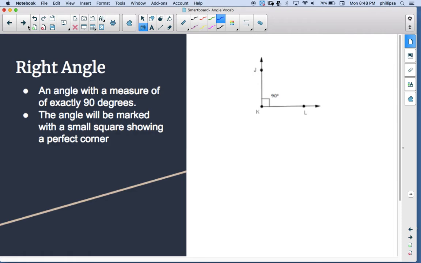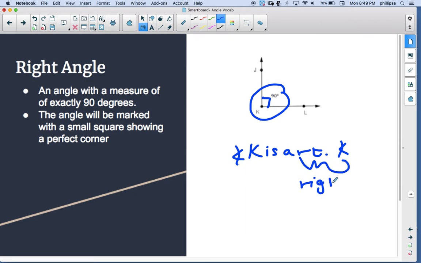So then, of course, what is that 90-degree angle? Our 90-degree angles are our right angles. Right angles are most commonly marked with kind of like that perfect corner within your angle. So we could say that angle K is a right angle. Now, I tend to abbreviate, so I tend to use this for right angle, but by no means is this an exact notation that is used.